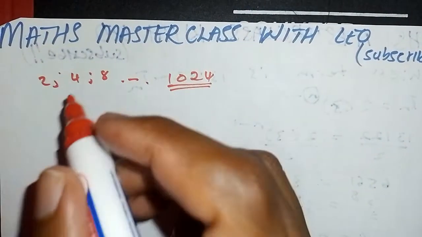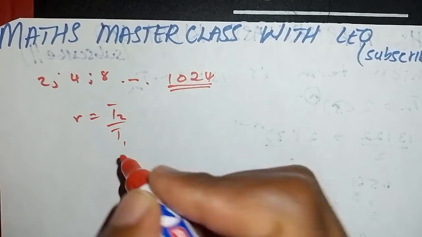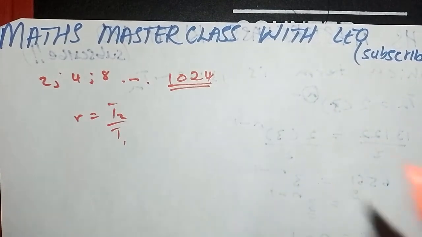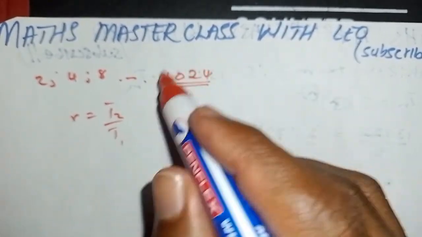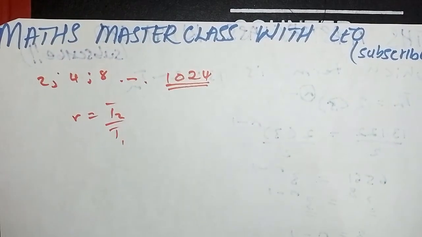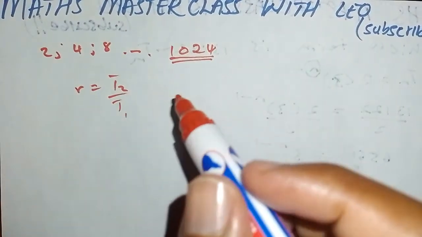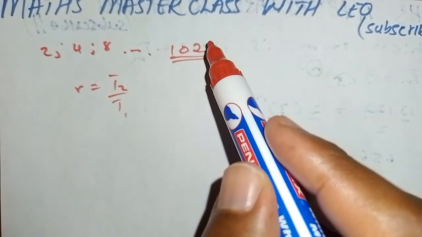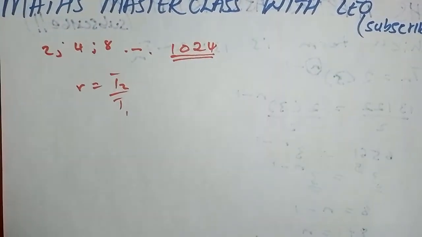Okay, now what you need to do, you need to say r is equal to t2 over t1. You need to calculate the tn, or the nth term, the equation. After calculating the equation, you can substitute this as your tn, and then calculate the value of n, right? After getting the value of n, that is the position. After getting that position, you'll know how many terms you have in the sequence.